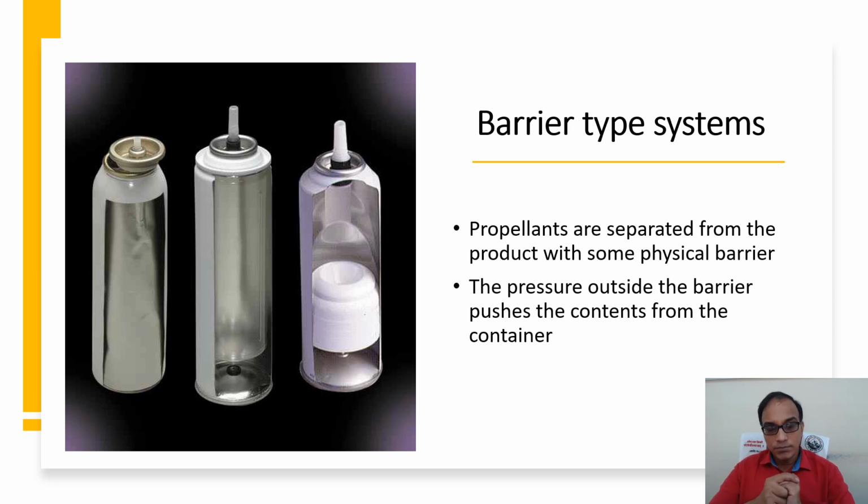Now moving to the barrier type system. As the name suggests, there is a barrier between the product and the propellant, or the propellant is separated from the product with some physical barrier. As you can see here, the pressure outside the barrier pushes the content from the container. It is like a piston-like system. A piston is moving there and it is pushing the drug or the API out of that container.